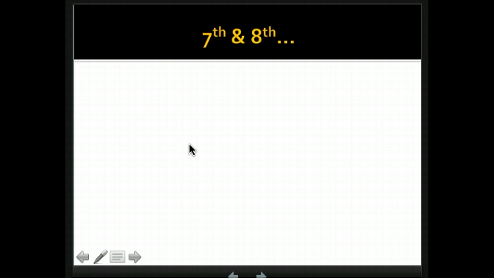The seventh and eighth step is that the opinion is announced. Very rarely does the media cover this.